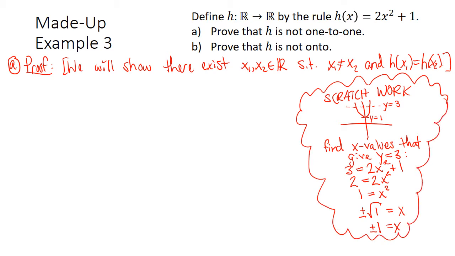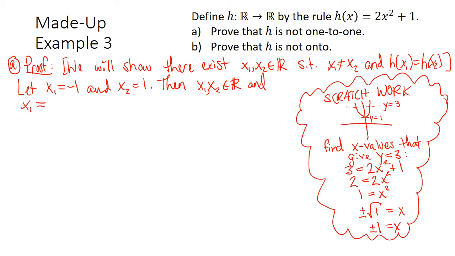And then going back to my proof, we're trying to show there exist x1 and x2 in the reals such that x1 does not equal x2 and h of x1 does equal h of x2. So I have those now, so I'm just going to define what they are. Let x1 equal -1 and x2 equal 1. Then they are both in the real numbers, and they are not the same. That's pretty obvious, but I'm just going to state it.